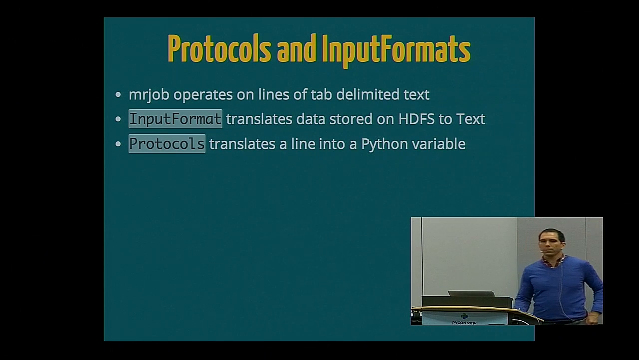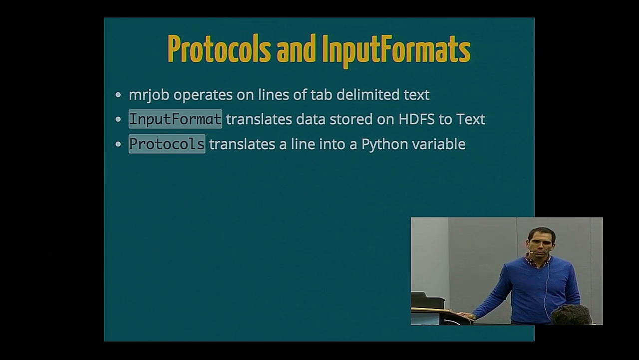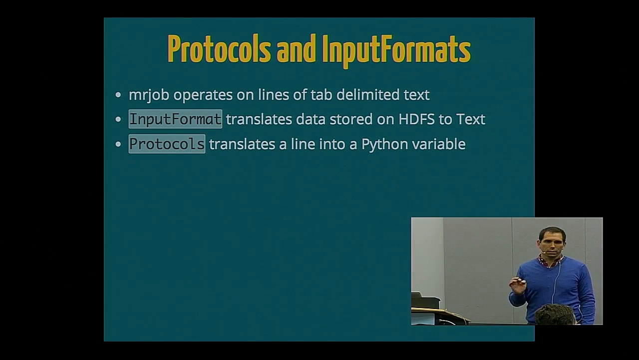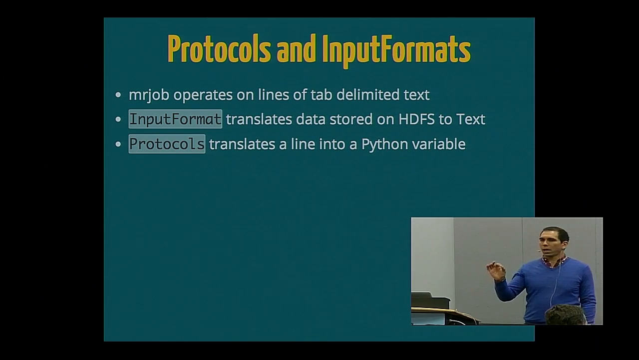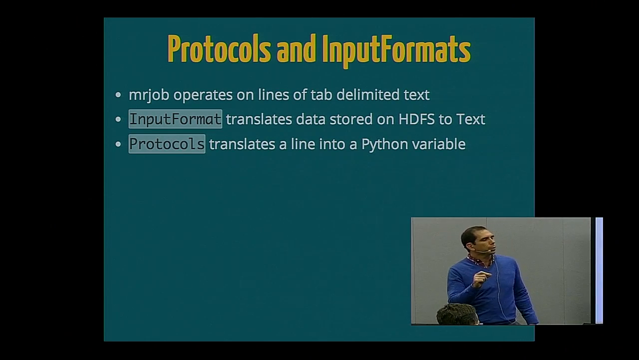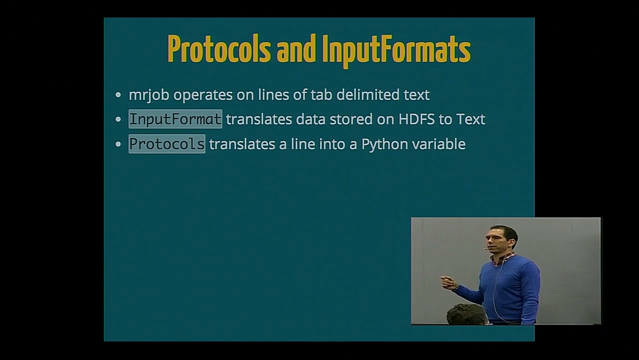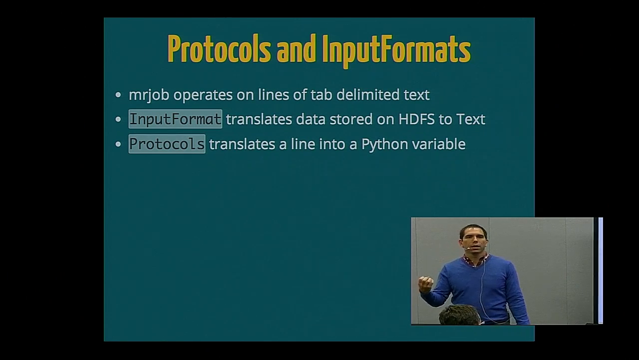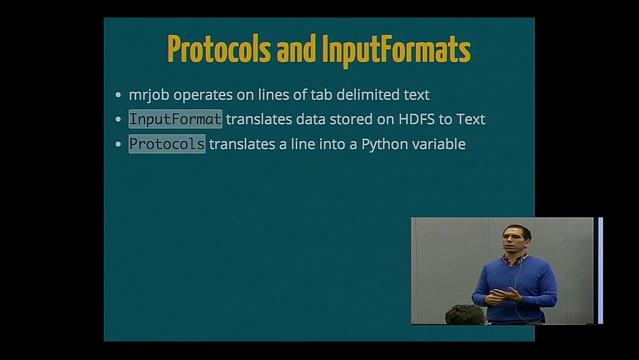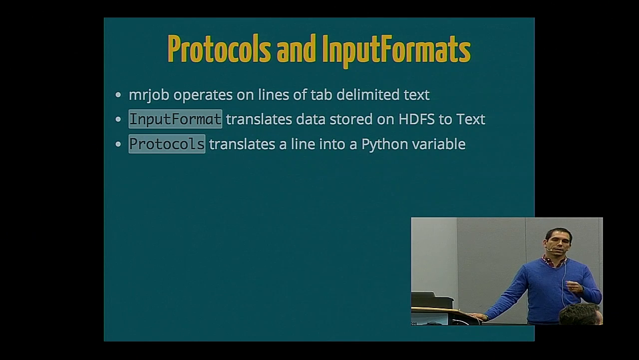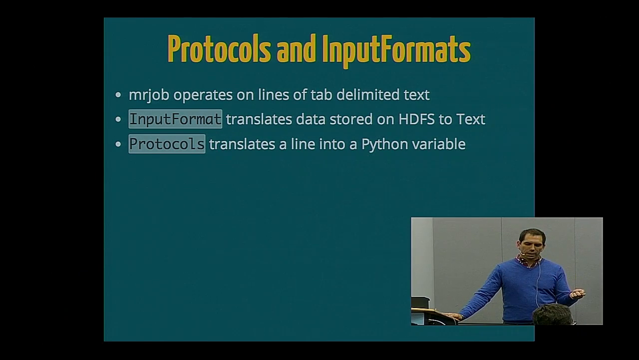So some of you may be familiar with input formats with Hadoop. These are slightly different from the protocols that we're using in mrjob. So mrjob, again, operates on lines and tab-separated keys and values. Input format is a Hadoop Java class that allows you to specify how to interpret data on disk and translate it into the text that we need for mrjob. So input formats can do things like, instead of writing raw integers on disk, you could write it in bytes.